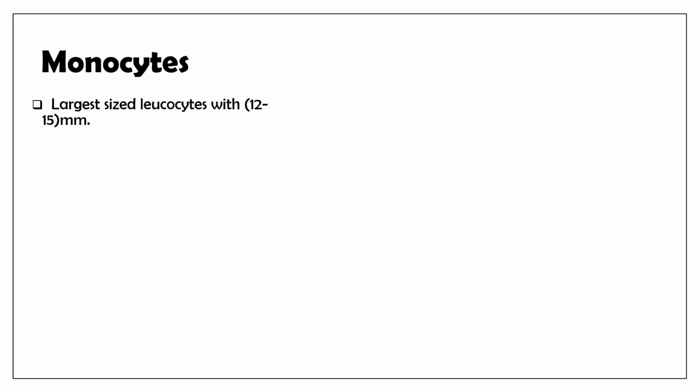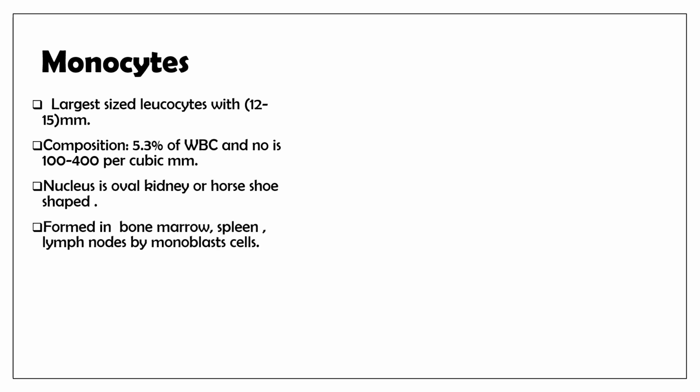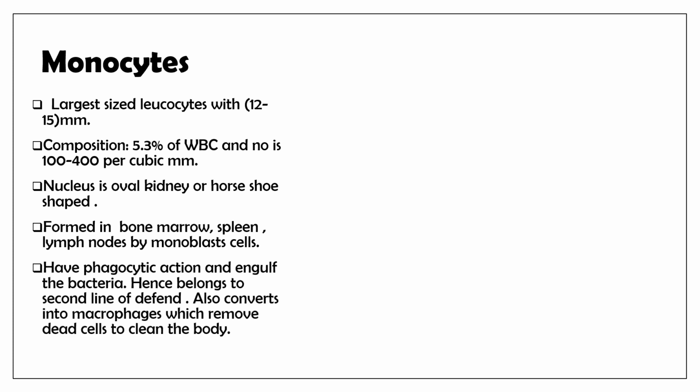It is the largest sized leukocyte, 12 to 15 micrometer, and its composition is about 5.3%, and its number is 100 to 400 per cubic millimeter of blood. Its nucleus is oval, like a kidney or horseshoe shaped.